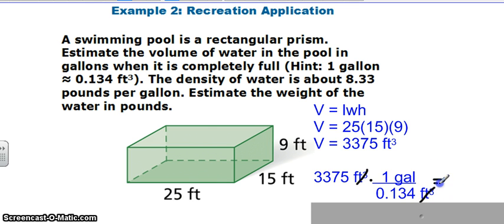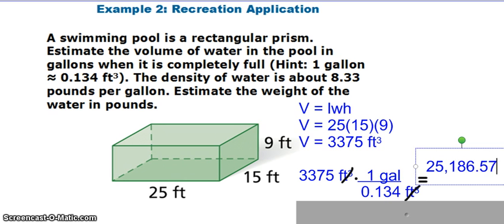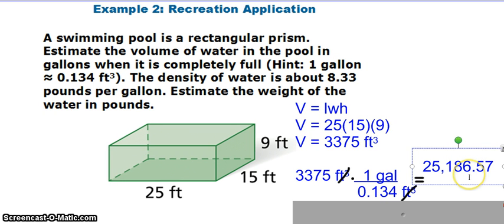And so when we do, it looks like we're dividing 3,375 by 0.134, which leaves us with a lot. It leaves us with 25,186.57. And I'm going to move this over a little bit for you to see it. And that now is in gallons, right?